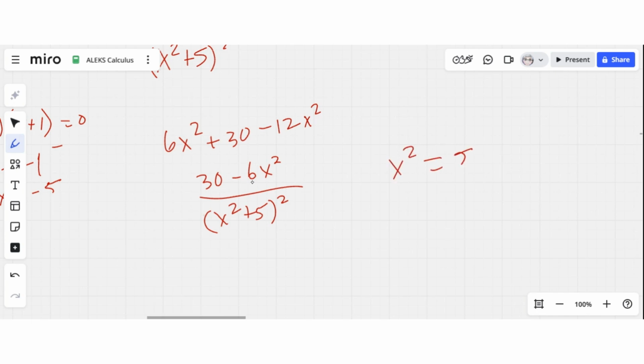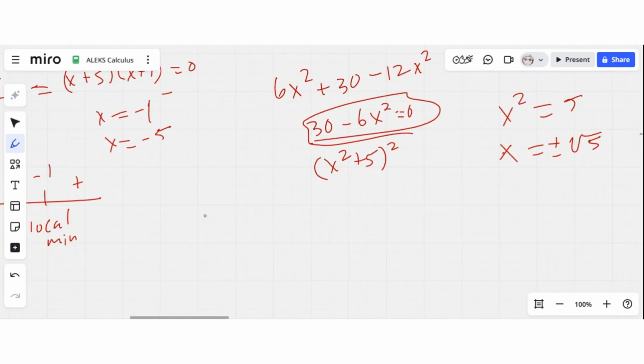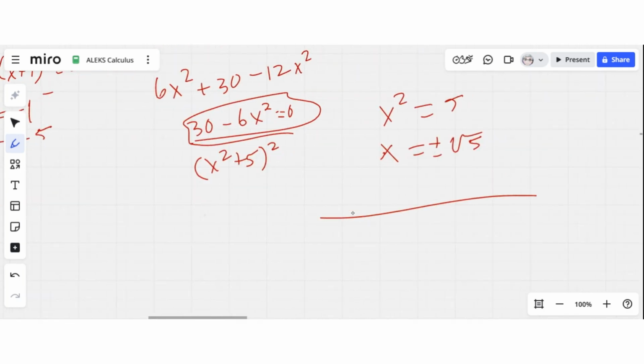So I maybe skipped a step there. If you take this and set it equal to 0, just this top portion, and then you subtract 30 from both sides and divide by -6, you get x squared equals 5. And then we're going to take the square root of both sides, and we're going to get positive and negative square root of 5. So those are our inflection points. And we want to find the intervals on which it's concave up and concave down.